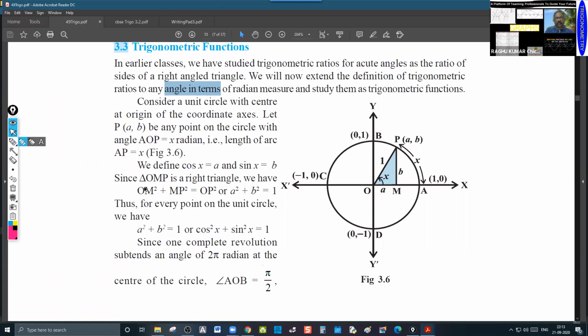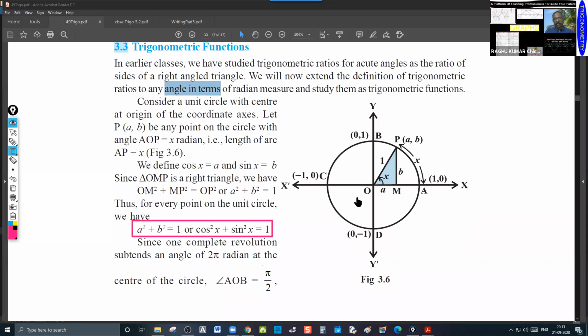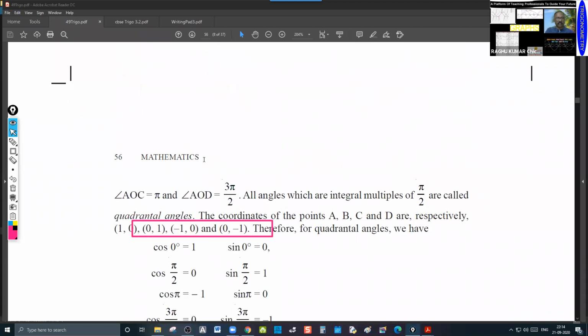How does cos square x plus sine square x become 1? Any one of you? Pythagoras theorem. In the Pythagoras theorem, the square on the hypotenuse is equal to the sum of the squares of the other two sides. So a square plus b square is equal to 1. What is the horizontal component? Cosine. What is the vertical component? Sine. So cos square x plus sine square x becomes 1.